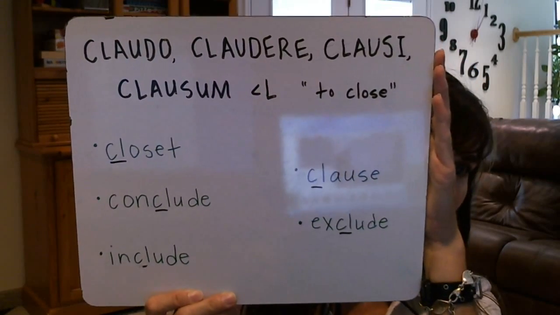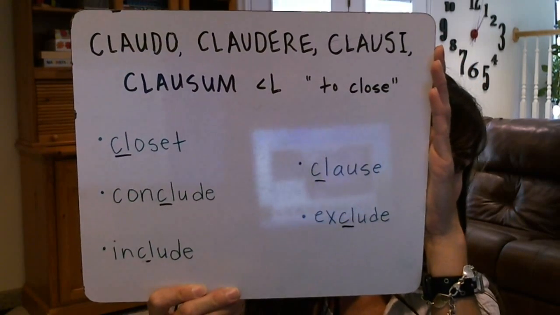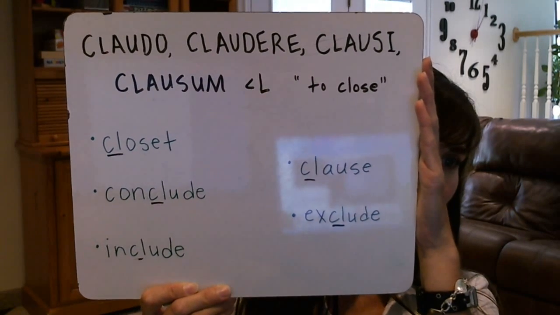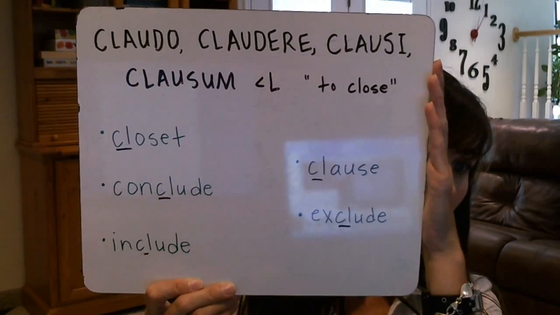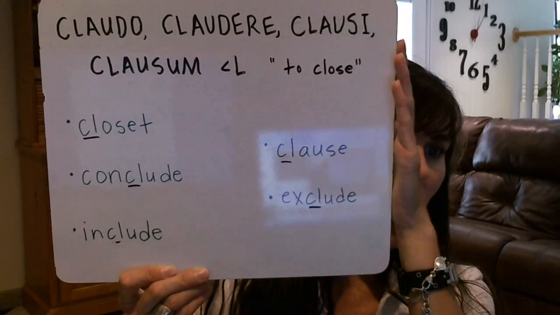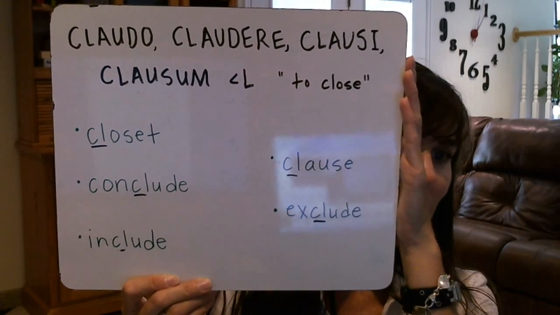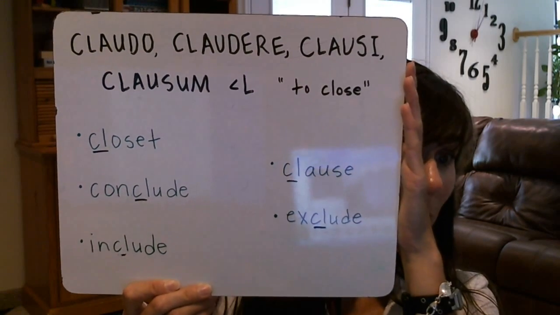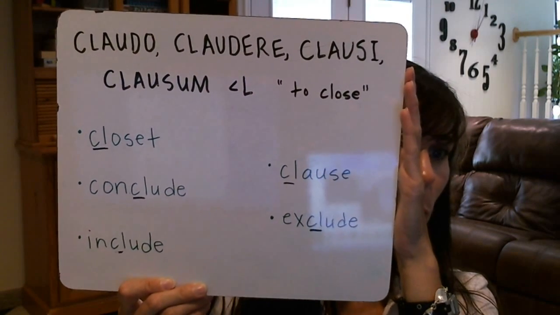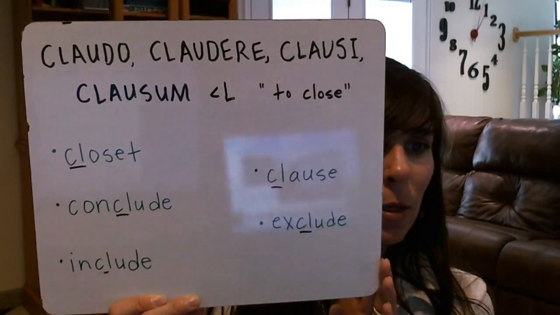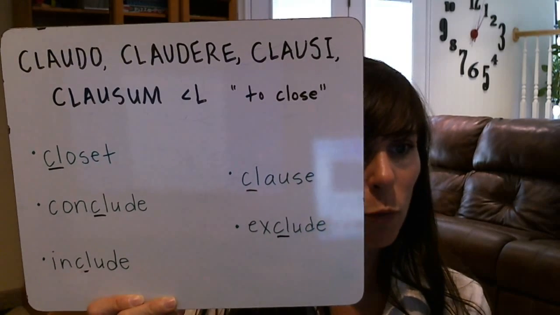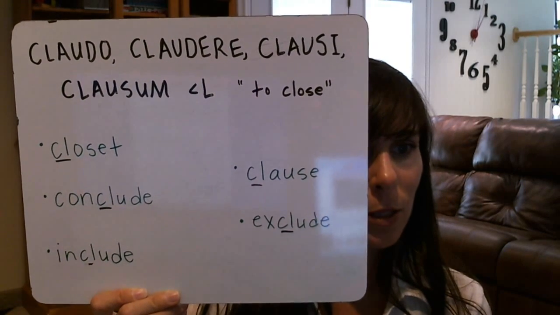You can see closet. I see a C and an L, and I see conclude. That one doesn't even have the C and the L until you get halfway through the word. Same with include, and then I can see the word clause, and with the word clause you can see that it starts at the beginning, C-L-A-U-S. Okay, there's one that has a similar beginning. And then exclude. And so I wanted to point that out because not all of the words that came from the Greek and Latin roots are going to start the same.